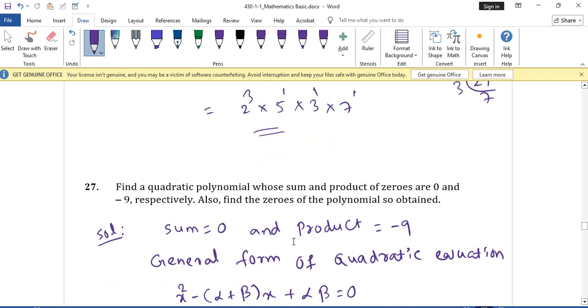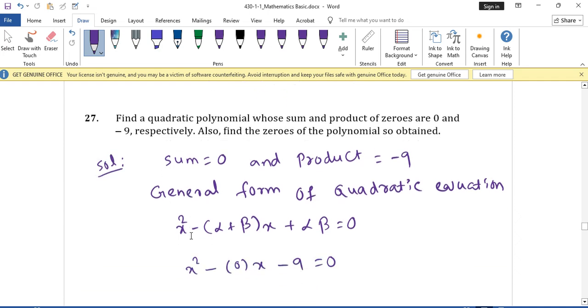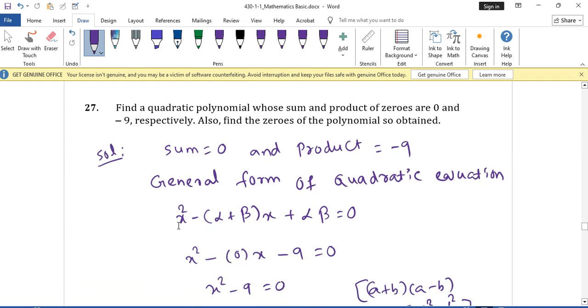Next question. Find the quadratic polynomial whose sum and product of zeros are 0 and minus 9 respectively. Also find the zeros of the polynomial so obtained. Here the given sum is 0 and the product is minus 9. So we know the general form of a quadratic equation, that is x square minus (alpha plus beta) into x plus alpha beta is equal to 0.